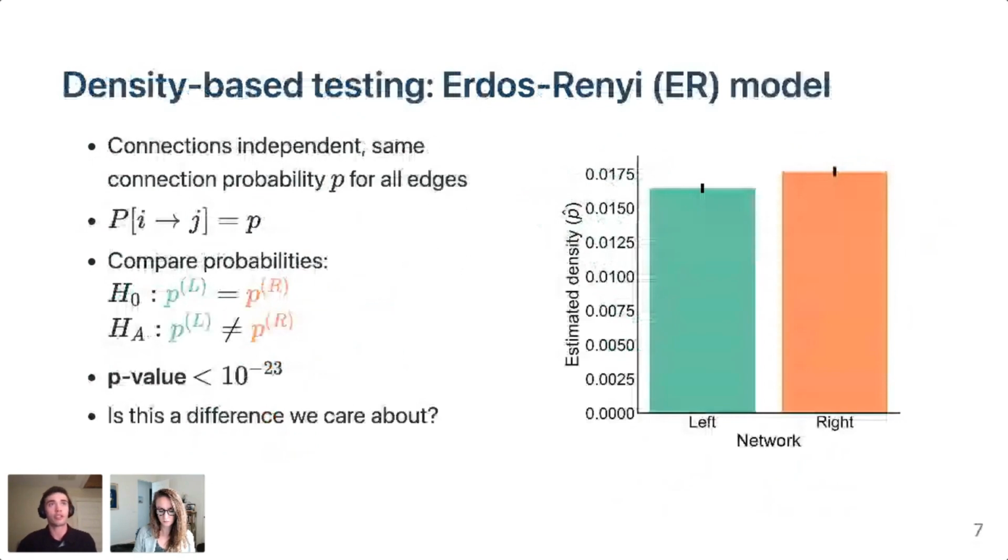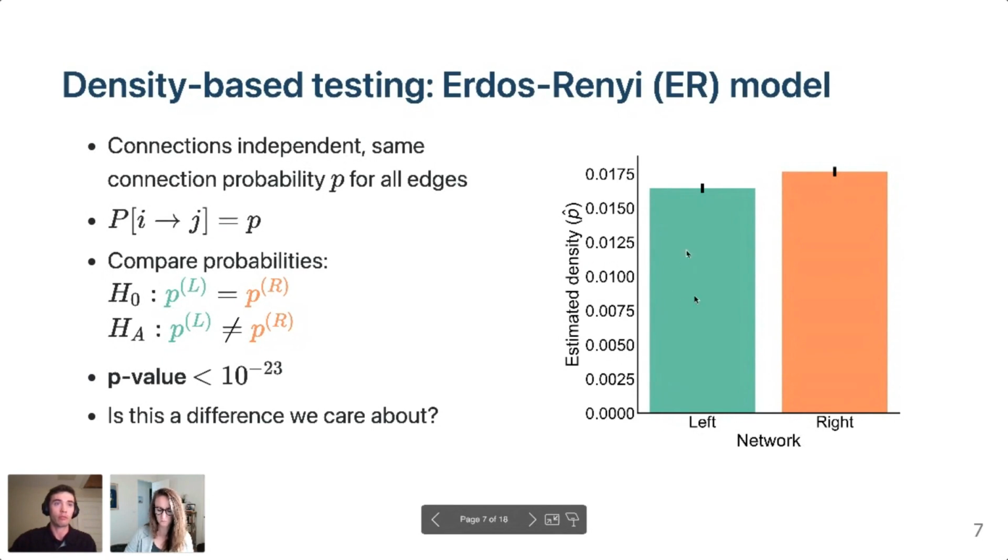Arguably the simplest model of a network that you could use is the Erdos-Renyi model. It basically just says that each potential edge is generated independently with the same connection probability for each edge. So you could write that as the probability of an edge going from i to j is just equal to p, and p is the same for all edges. In terms of comparing these models, since we just have this one parameter, all that we have to do is compare this probability between the left and the right hemispheres. And so that's what I'm plotting on the right side.